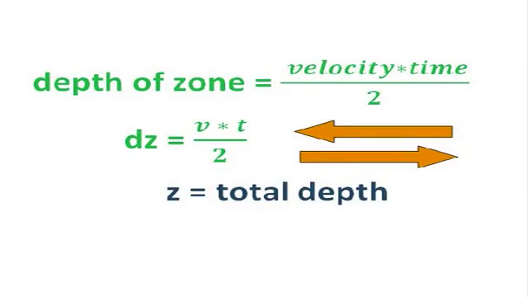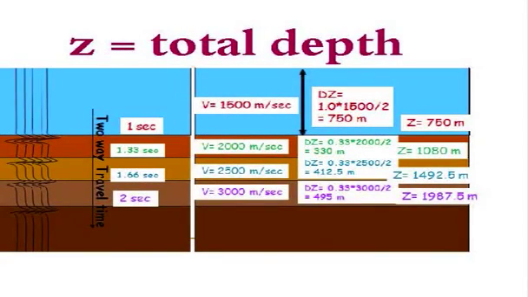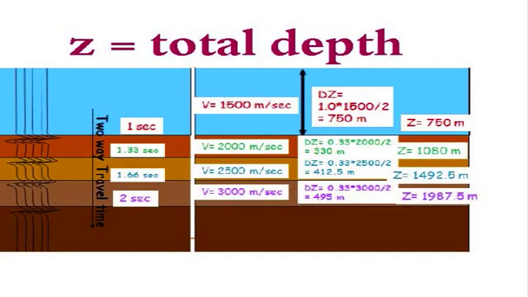Using v for velocity, dz for depth of the zone, and z for the total depth, we can solve the following equation. Depth equals velocity times time divided by 2. V equals 1,500 meters per second. dz equals 1.0 seconds times 1,500 divided by 2 equals 750 meters. Z equals 750 meters. Second zone, V equals 2,000 meters per second.